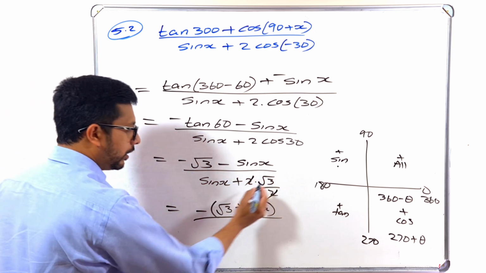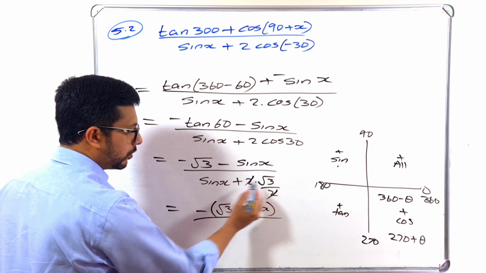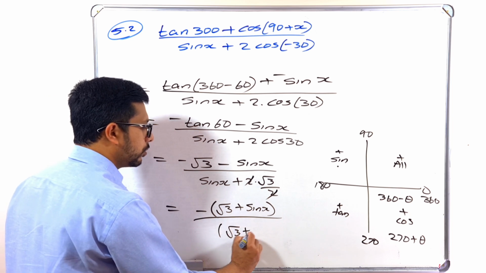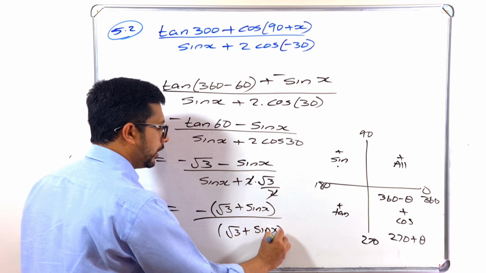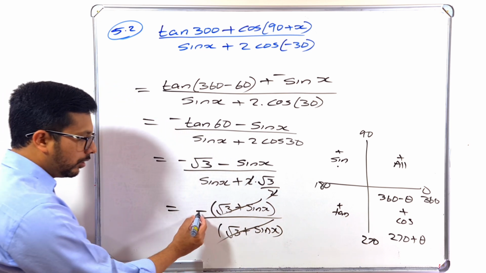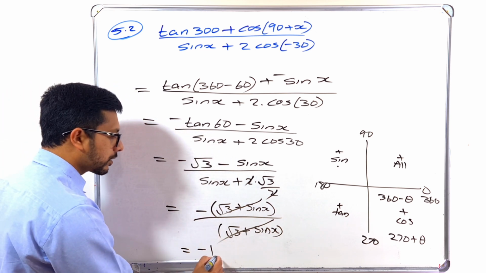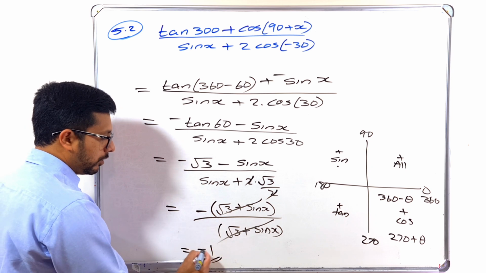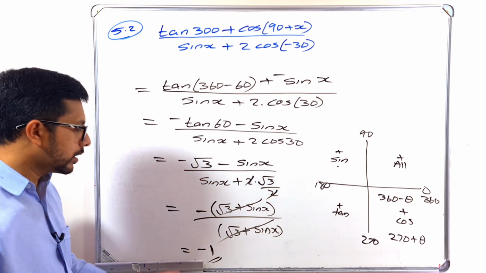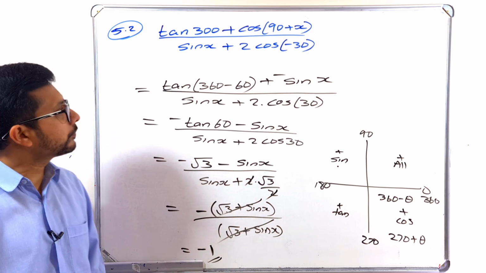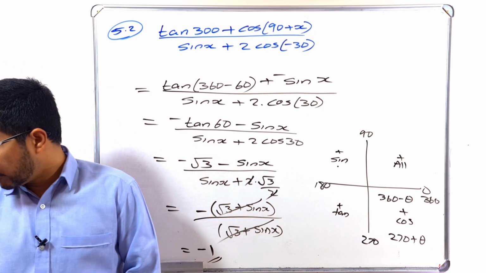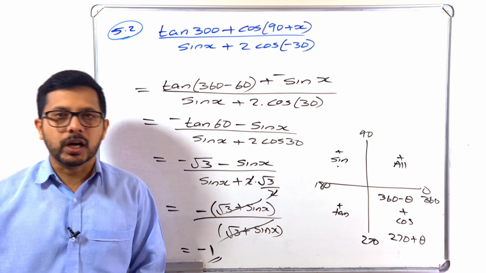Okay, then here we cancel these 2 and 2. So there also root 3 plus sin x. So that one is also root 3 plus sin x. So this root 3 plus sin x, this root 3 plus sin x you can cancel. So remaining is only minus 1. This minus is this one. Then when you cancel, the answer is 1. So the answer is minus 1. Okay. So that is question number 5.2. Now let's move to question number 5.3.1. Okay.